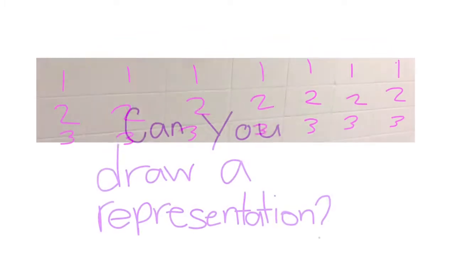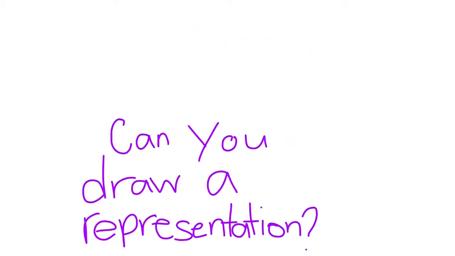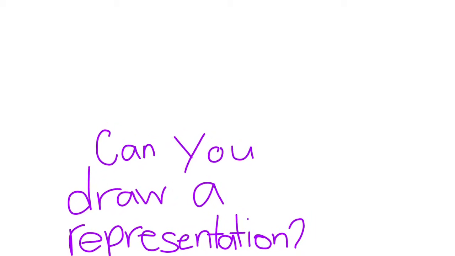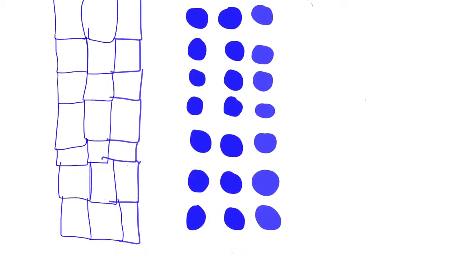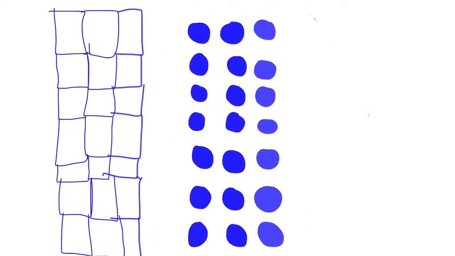This is 7 groups of 3. Can you see 7 groups of 3? Here are the groups. There are 7 groups of 3. Can you draw a representation of 7 times 3? Please pause your movie and draw.